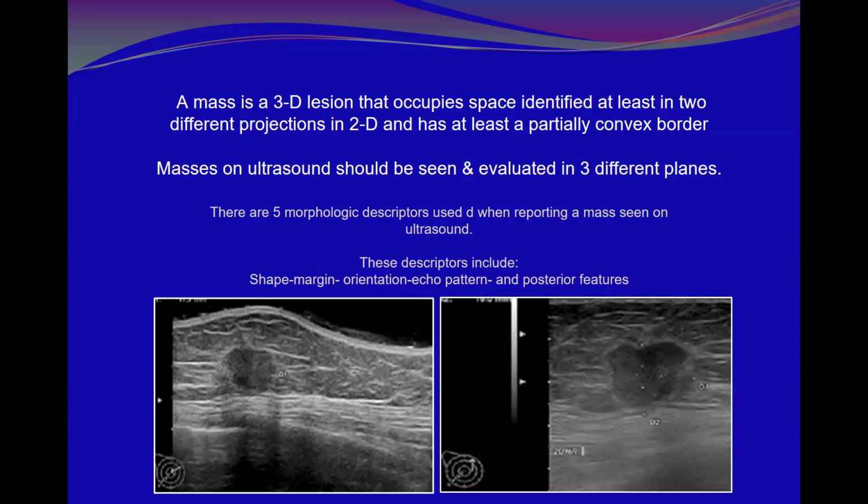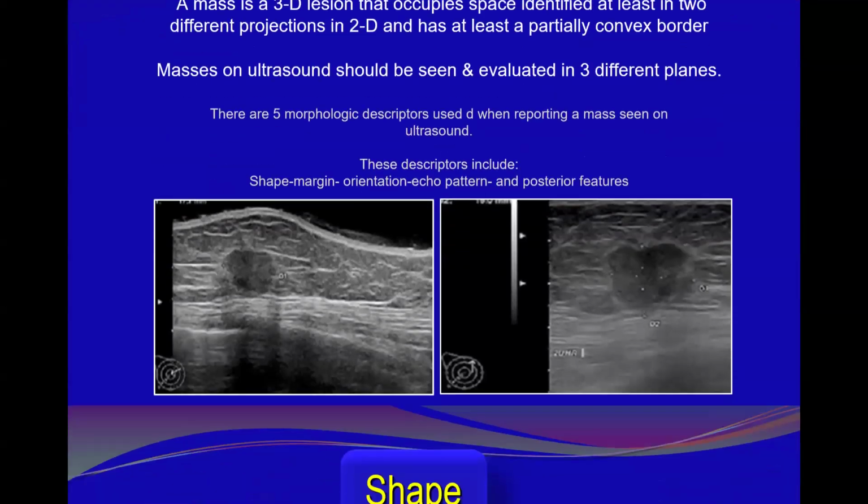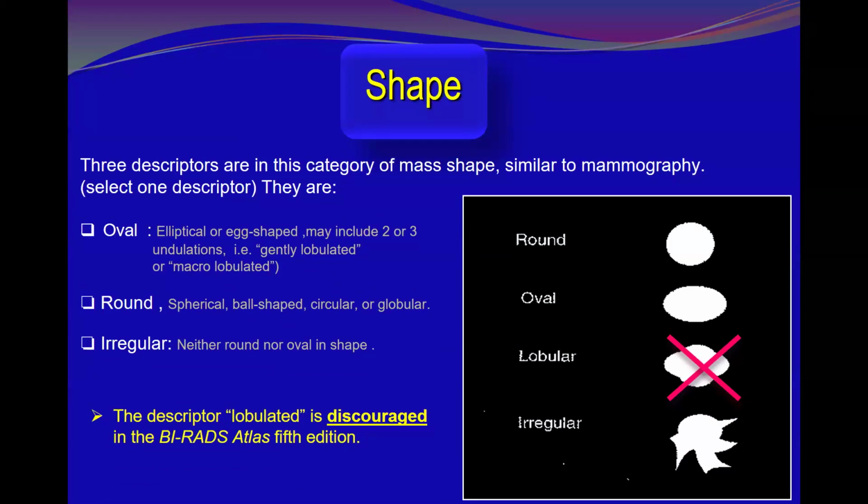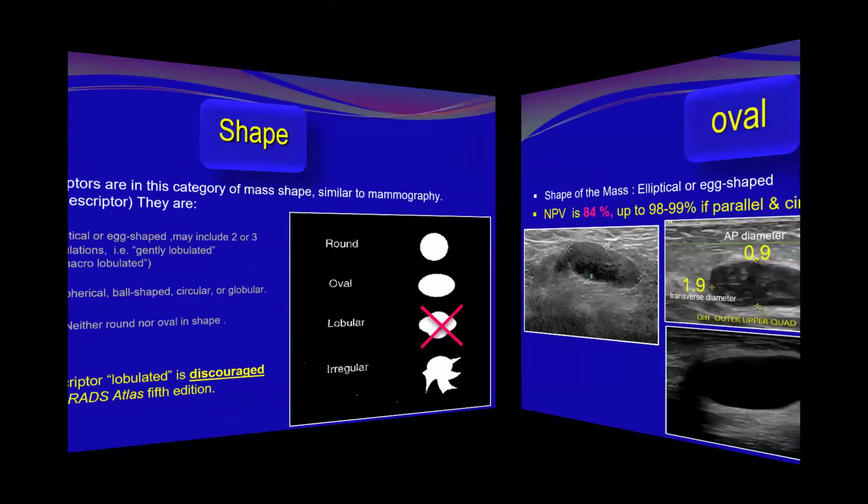According to the ACR, there are basically four morphological descriptors of a mass on ultrasound. These descriptors include shape, margin, orientation, echo pattern, and posterior features. Regarding the shape, there are three descriptors: oval, round, and irregular. Lobular, previously used, is now discarded. We no longer use the lobular shape.